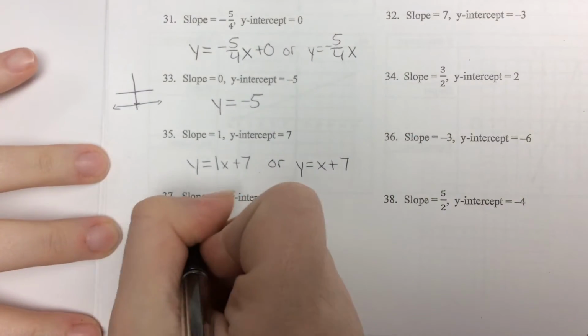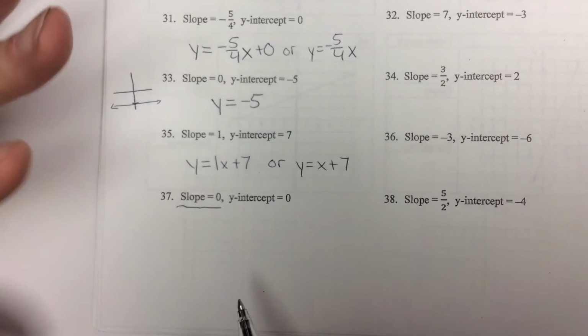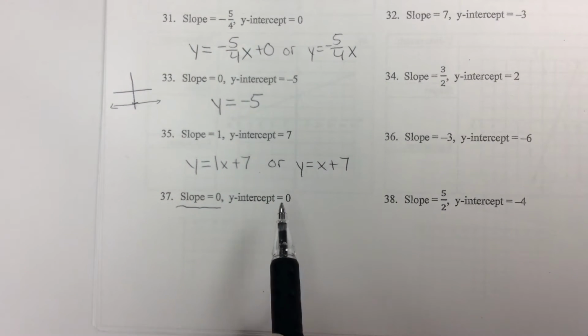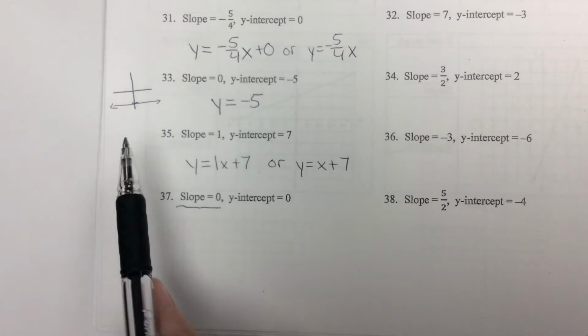Well, we know that a 0 slope means that we have, like up here, a horizontal line. Horizontal lines have a 0 slope. Y-intercept equals 0 doesn't mean that there's not a y-intercept. There is a y-intercept. It's just at where? At 0 on the graph.